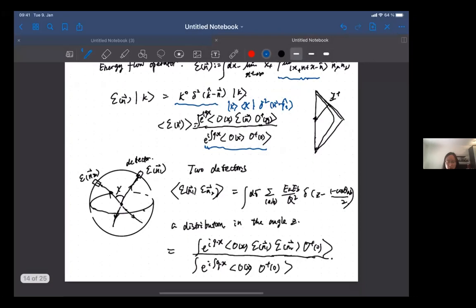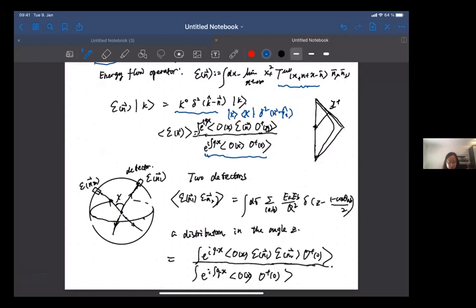We can generalize this definition to the case where we have two energy detectors sitting at certain directions n1 and n2, which are separated by the angle chi. We can define this two-point energy correlator by this measurement function, where you fix the angle of one pair of particles entering these two detectors. The cosine of this angle is related to this variable z, and the event shape is a function of z, which goes from 0 to 1 as the angle between the particles goes from 0 to 180 degrees.